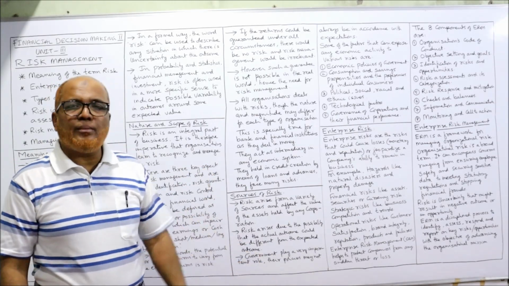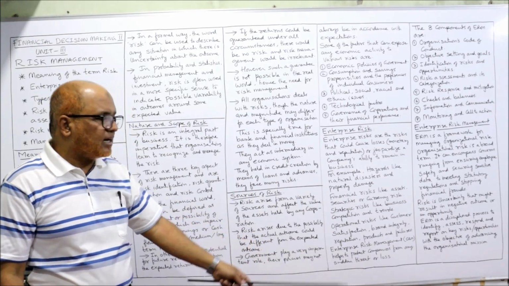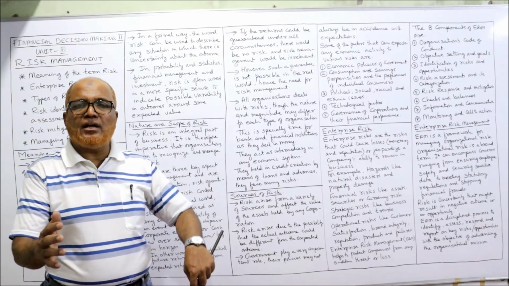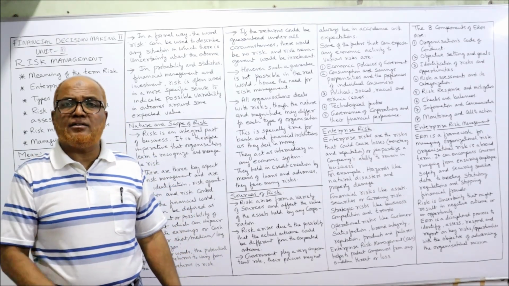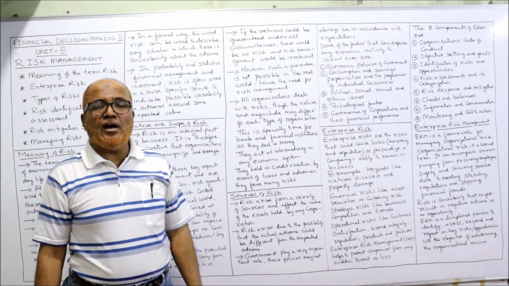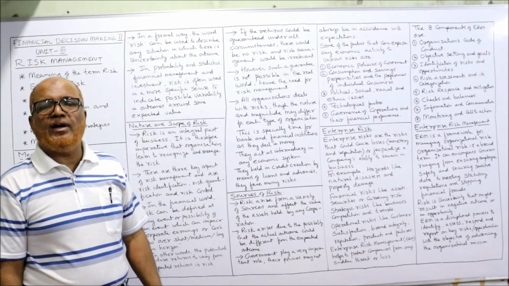Now, enterprise risk management, it is called ERM, helps to protect companies from any sudden threat or loss. Enterprise risk management will protect the company from sudden threat or sudden loss. The 8 components of ERM. For enterprise risk management, totally we have 8 components.